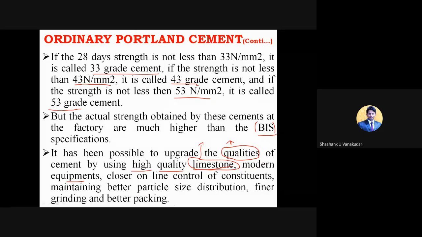And maintaining better particle size distribution, finer grinding, and better packing. Before that, the particle size distribution: once the raw materials get crushed, we need to check the particle size distribution. And after mixing that with clinker plus gypsum, right? After that process also we need to check the particle size distribution of the cement. We need to maintain that properly so that we can get better quality cement.